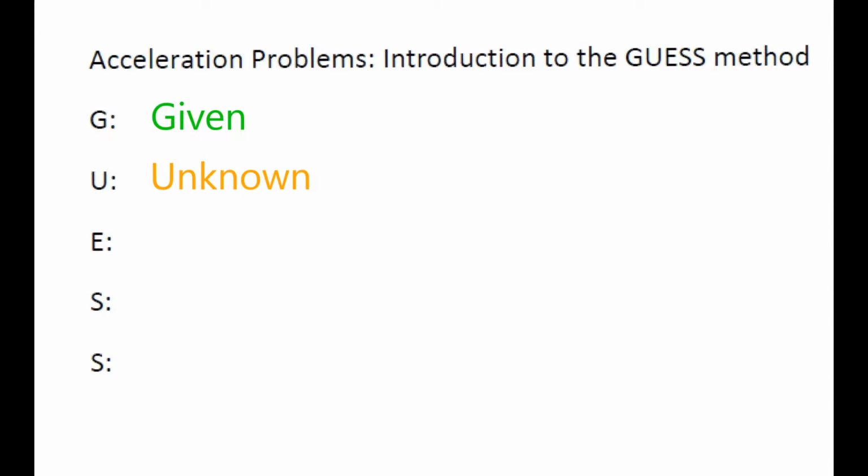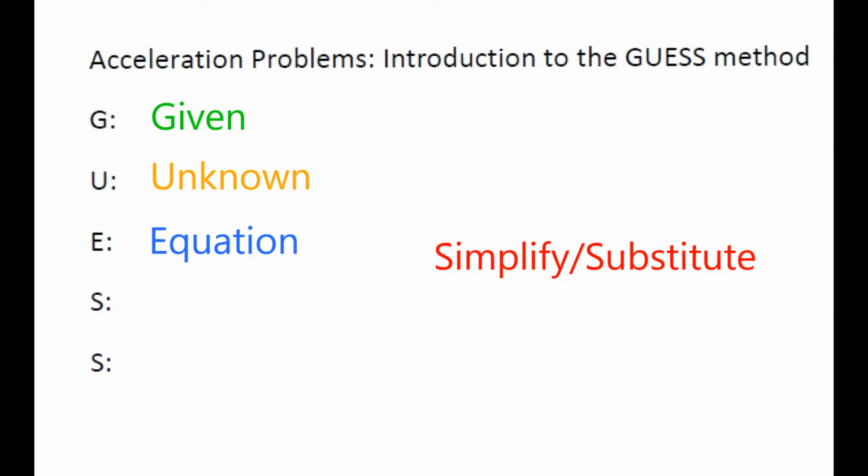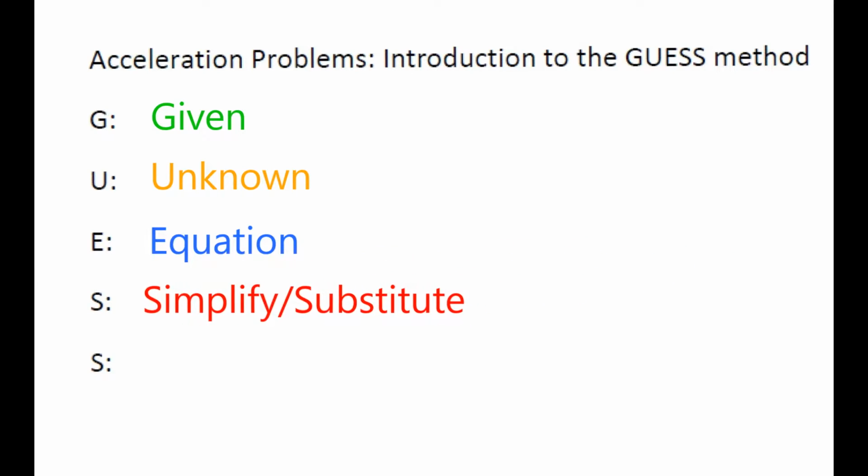Next is E for equation. And the equation is what's going to put together our given and unknown. The first S in the GUESS method is going to be simplify or substitute, which is where you have the equation and you rearrange the equation so that way you can find the unknown. And then you substitute in the given information so that way you can solve for the problem.